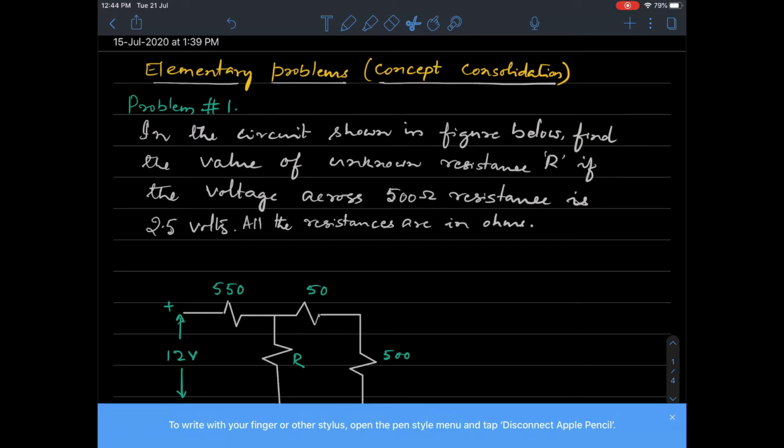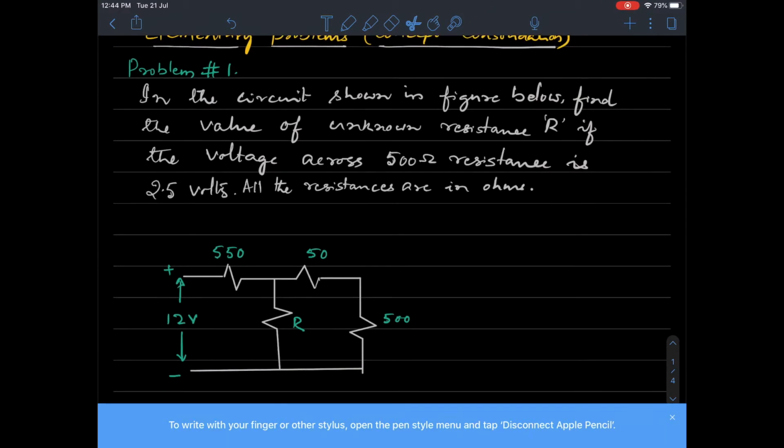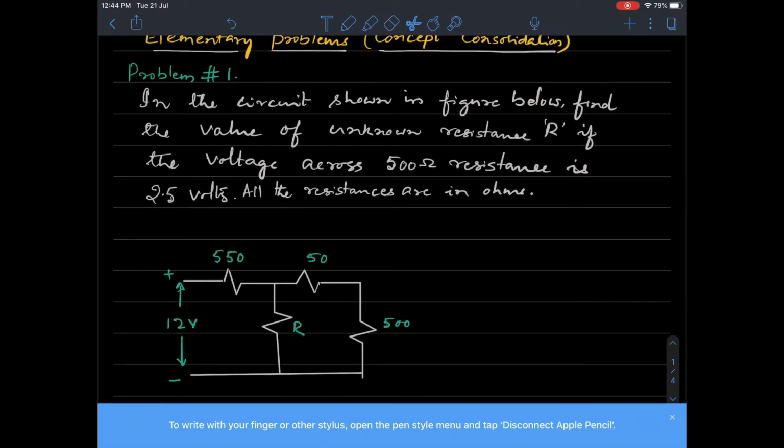Through this video, I am trying to give you certain problems which would make you consolidate the elementary concepts that are required for the understanding of the subject of network analysis. There are certain laws and principles which are to be thoroughly understood so that you can solve complicated problems of network analysis. So through this video, I'm trying to just check.